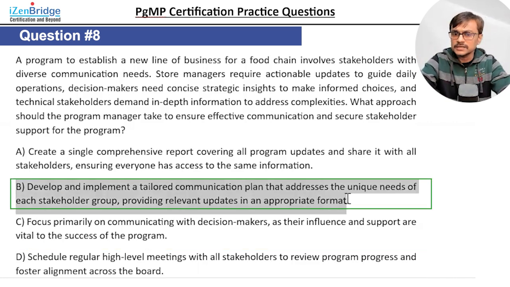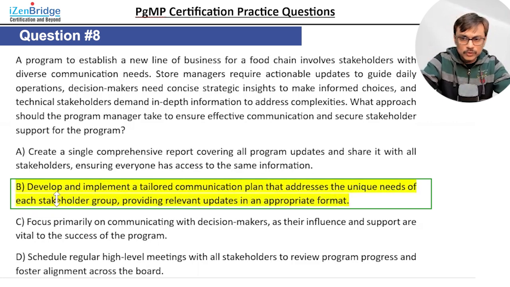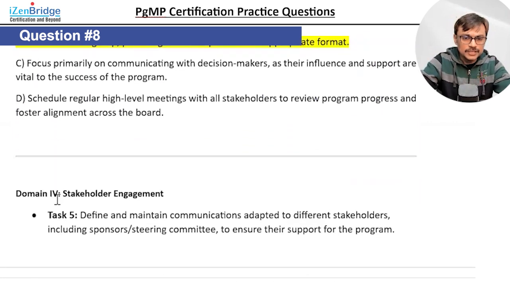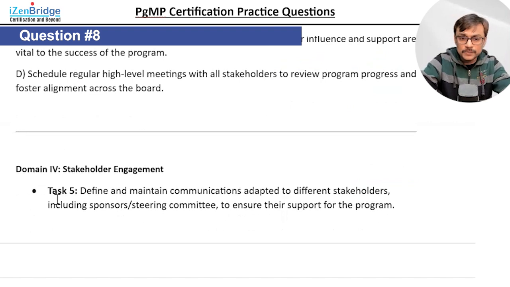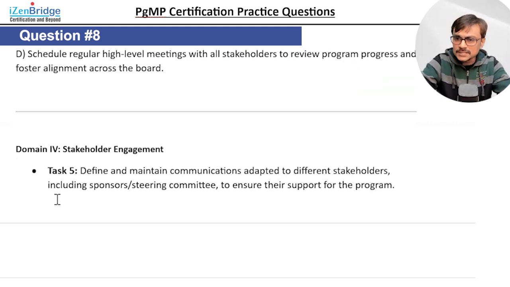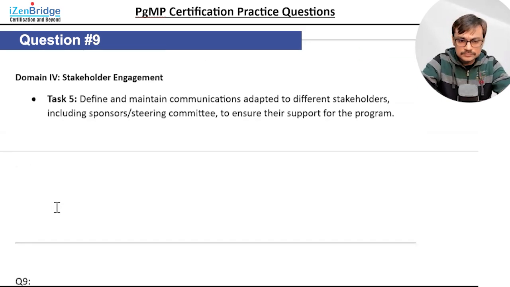That seems to be a clear statement in your ECO exam content outline as well, when you look into the program management exam ECO for the PgMP exam. The domain Stakeholder Engagement, task 5, clearly says: define and maintain communication adapted to different stakeholders, including sponsors and steering committee, to ensure support for the program. So that's an easy pick.